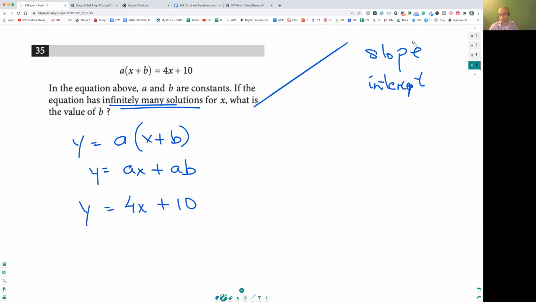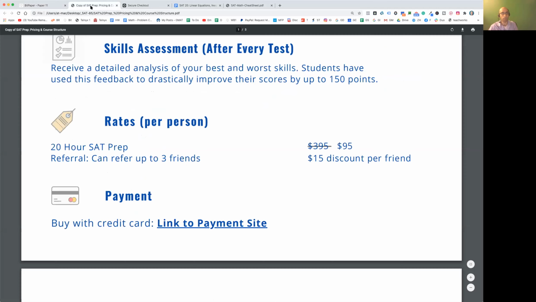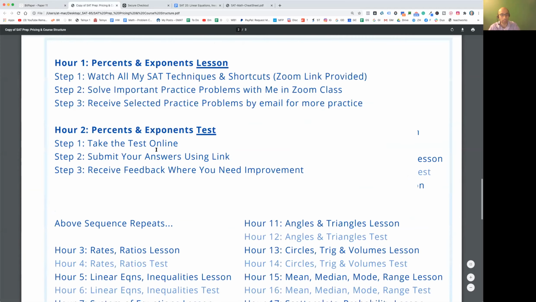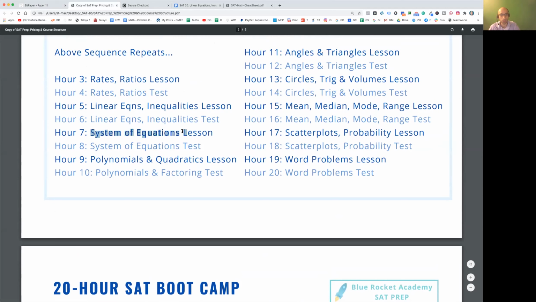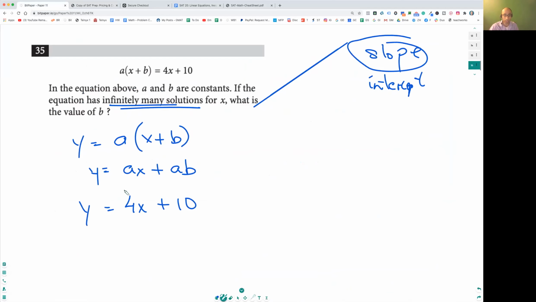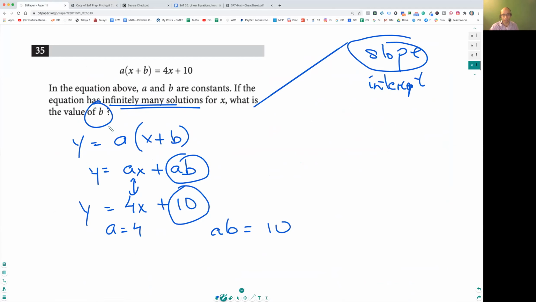Now, I already told you that the slope should be the same for infinitely many solutions. This is all covered, by the way, in one of these sections over here in the system of linear equations. So all you have to do is just match the coefficients. So a is equal to 4. That's it. Easy. This is the slope, and that's the slope. A and 4 are the same. And then just match this with this. ab is equal to 10. And so what are they asking you? They're asking you b. Just take b is equal to 10 over a.